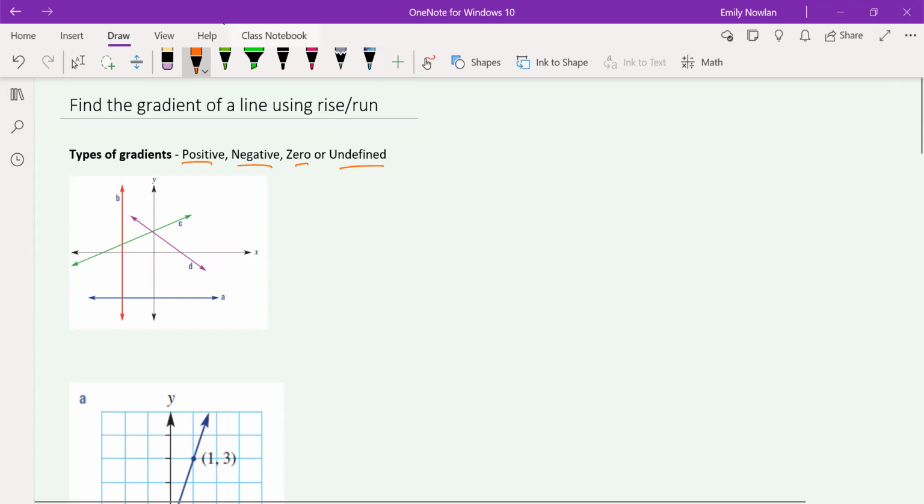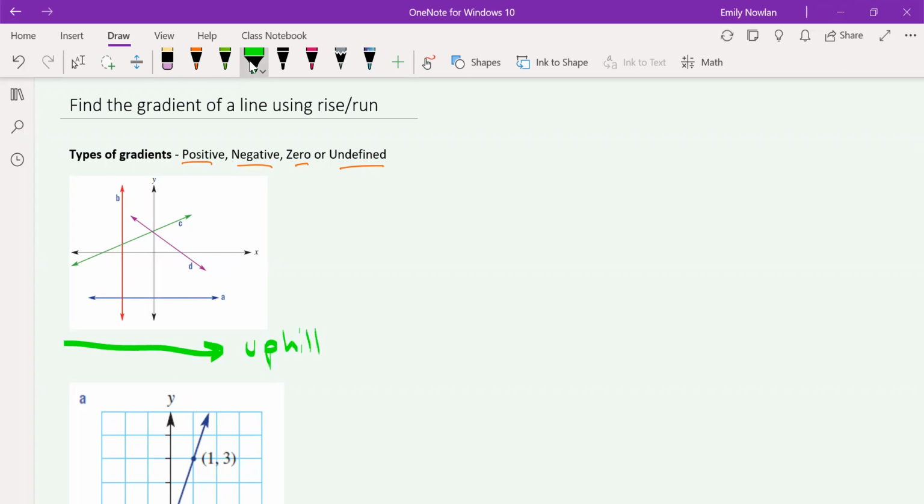So let's have a look at this picture here. Let's do the positive one first. The positive one is the green one. Okay, this is the positive gradient. Now, what makes it positive, I think about is if we're walking from left to right, do we walk uphill? That's the positive one, okay? So that's what we need to remember. The green one is a positive gradient.